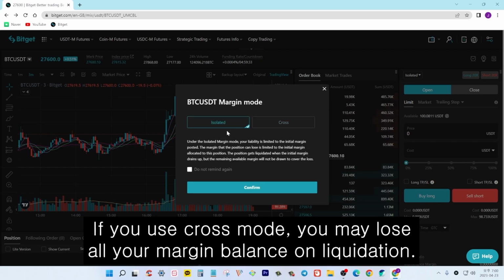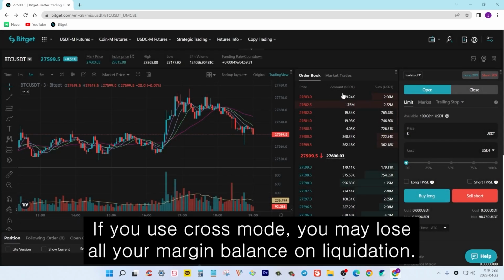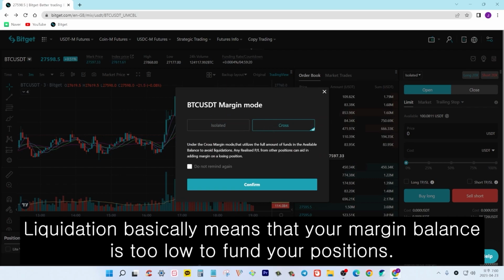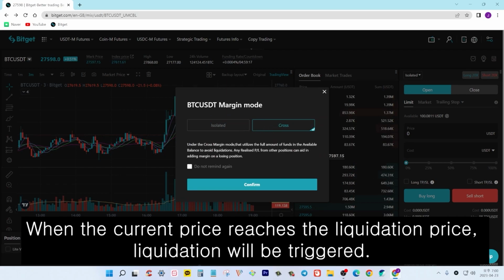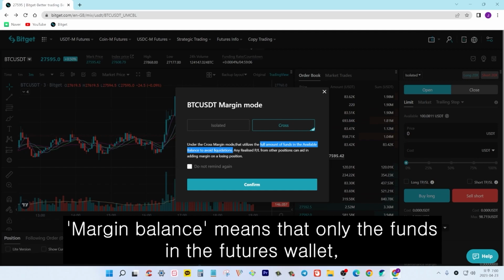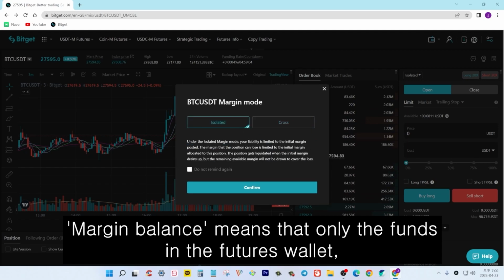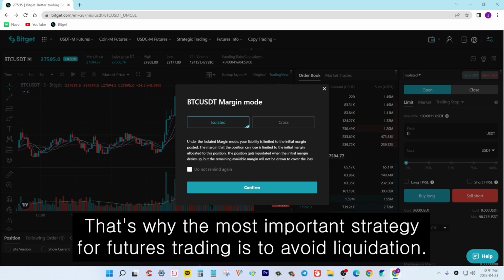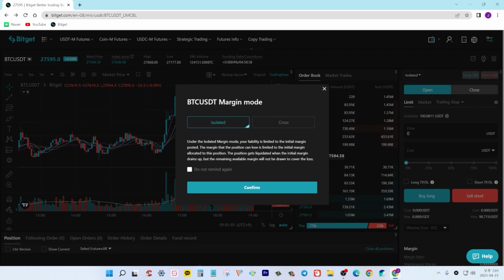If you use cross mode, you may lose all your margin balance on liquidation. Liquidation basically means that your margin balance is too low to fund your positions. When the current price reaches the liquidation price, liquidation will be triggered. Then the system will automatically close all of your open positions, and you'll lose your entire margin balance. Margin balance means only the funds in the futures wallet, so the funds in the spot wallet do not disappear. That's why the most important strategy for futures trading is to avoid liquidation.